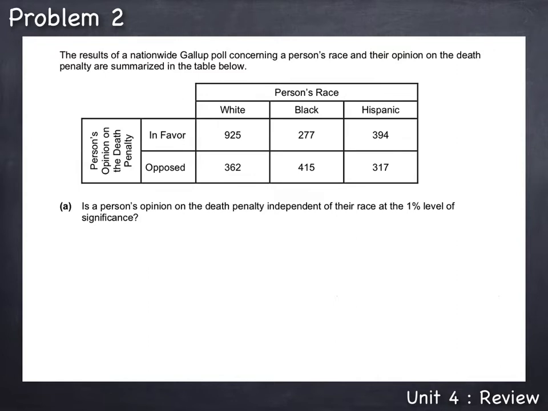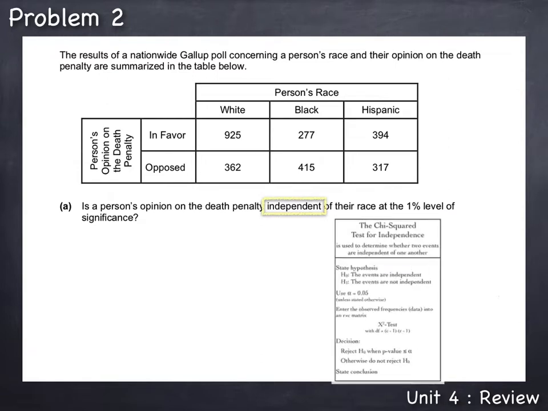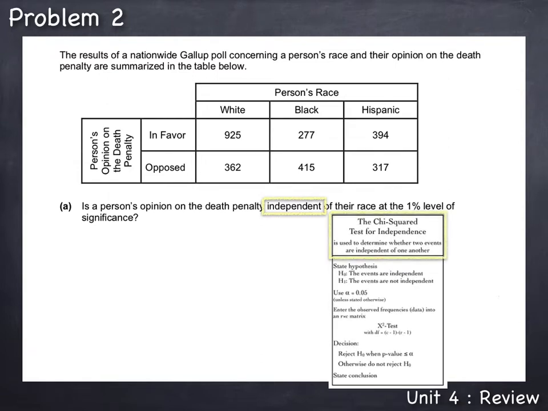So here, this question is asking whether these events are independent of each other. Statistically, to decide whether two events are independent of each other, we can use the chi-square test for independence, because it is used whenever we want to determine whether two events are independent of one another. So we can use the following steps when conducting our chi-square test for independence.